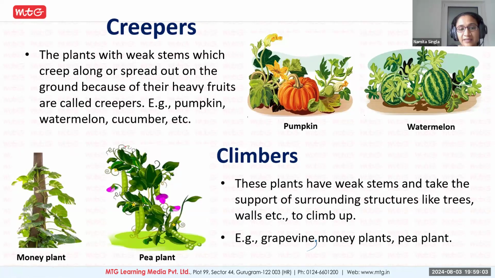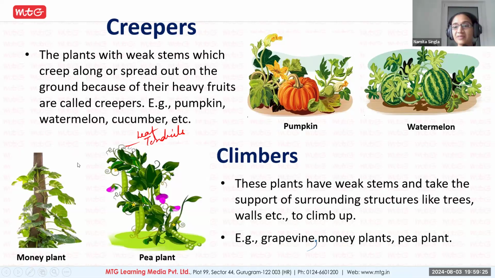What are these coiled, wire-like structures called? Tendrils. They are called tendrils, and they are leaf modifications. These are leaf tendrils in the case of pea, and in the case of other plants, stem tendrils. Like in grapevine, stem tendrils are present, and the money plant climbs with the help of its climbing roots.